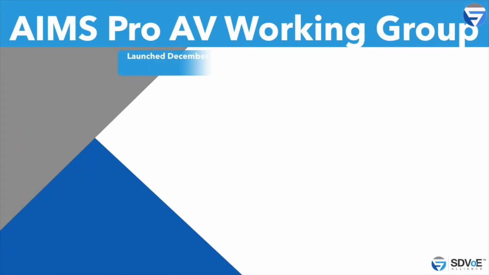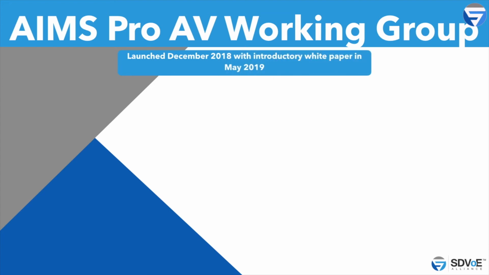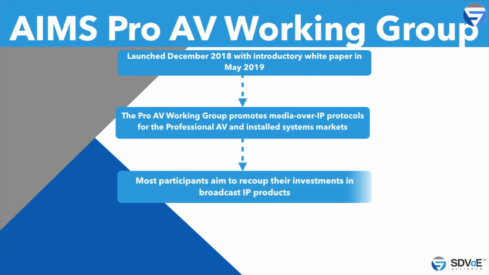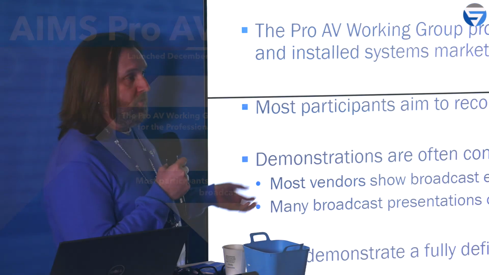I talked about the influence of AIMS, and you saw that there's a Pro AV working group now within AIMS. This was launched in December 2018. They published a paper in May 2019. And these guys have come together to promote media over IP protocols that are dedicated to the professional AV and install market. Most participants aim to basically recoup the investments they've made in broadcast products. So you saw on those other slides all that effort that's gone into making 2110 work has not paid off. Basically, the broadcast market isn't big enough to sustain the investment that you've put in to make your 2110 products. So now they're looking to other markets to try and recoup that investment.